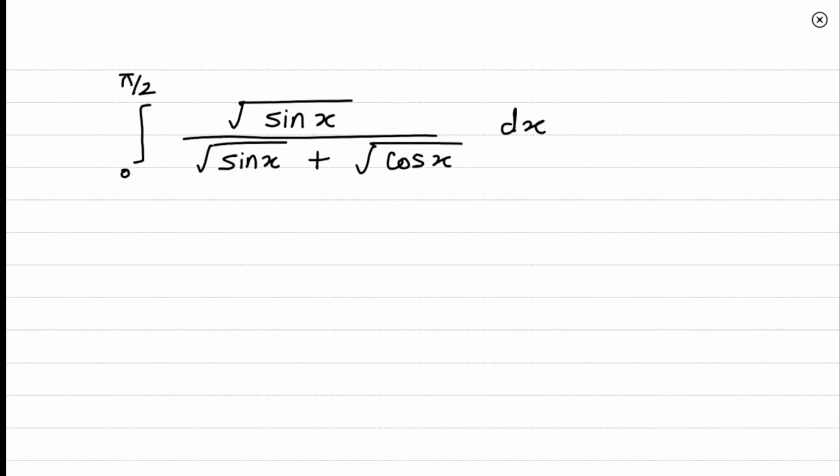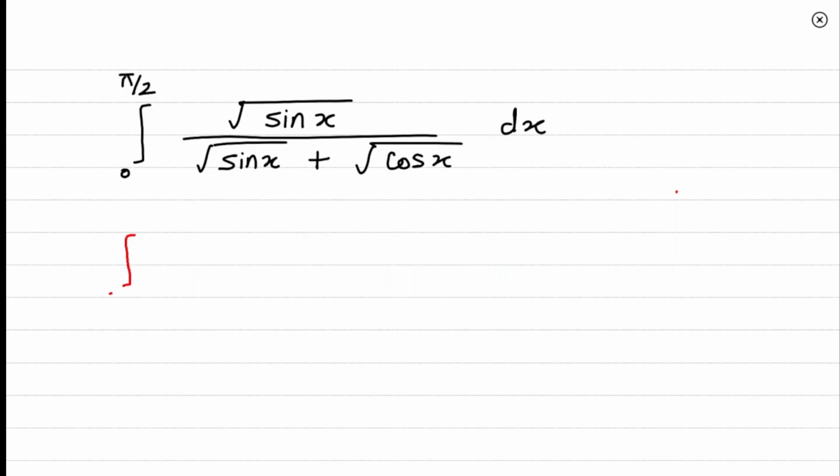Okay, if you notice carefully, this function here is of the form f of x divided by f of x plus f of a minus x, where f of x is your square root of sine x, and if you notice carefully, the square root of cos x is nothing but f of a minus x. That means square root of sine pi by 2 minus x or 90 minus x is nothing but cos x. So this function is actually of this exact form, which is why we'll be able to use that property of definite integral. I'll write the property again.